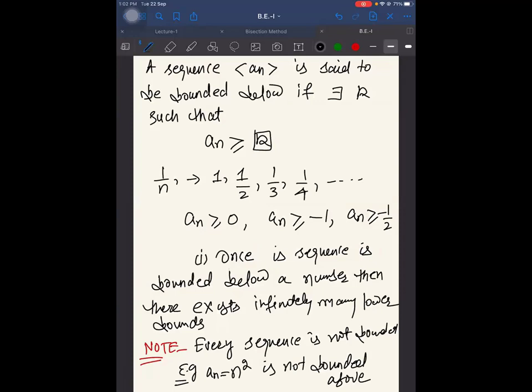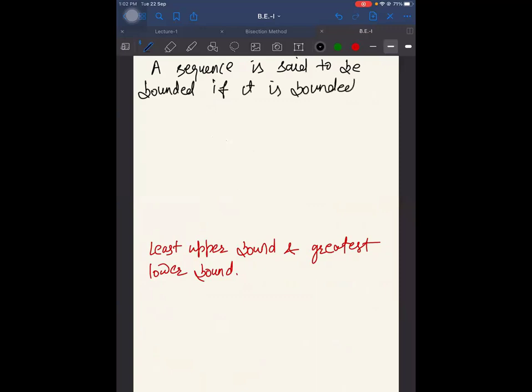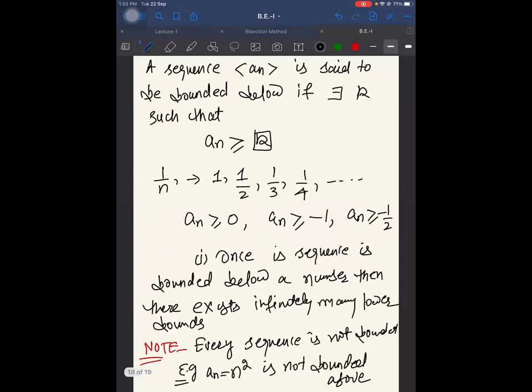Okay, note this too. A sequence is said to be bounded if it is bounded above as well as bounded below. So this is not bounded above, why?